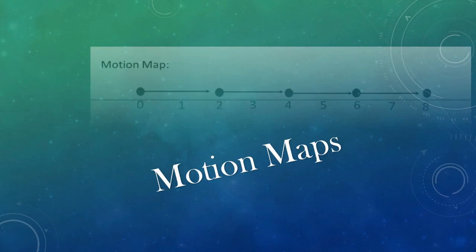This time we're talking about motion maps. Now, first of all, what is a motion map? A motion map is a still picture that shows something in motion, right? And let me give you an example.